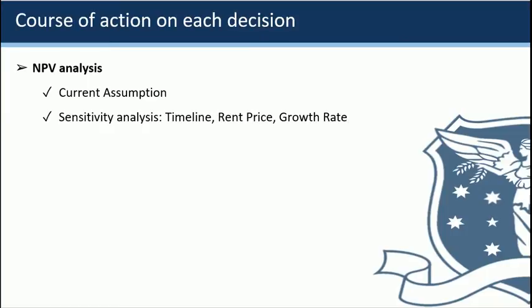Considering the timeline, the NPV will decrease when the starting year of the project is deferred. Another critical factor is the rental income. The decrease of rent will give rise to a decline of the NPV. When the price of rent reduces 10%, the NPV will decline almost 60% compared to the NPV resulting from the previous rental price. Besides, the growth rate is considered.